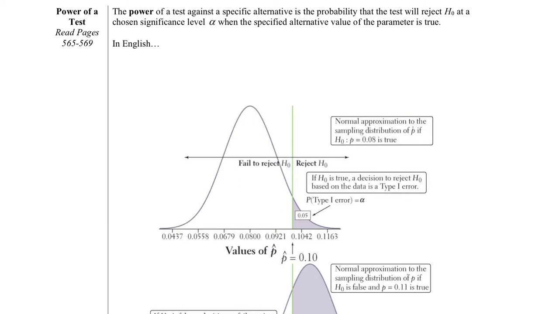Finally, this brings us to one of the more difficult concepts in AP statistics, this concept of power. But I'm going to break it down and simplify it for you as much as I can. So the power of a test against a specific alternative is the probability that we'll reject the null hypothesis at a chosen significance level, alpha, when the specified alternative value of the parameter is true.